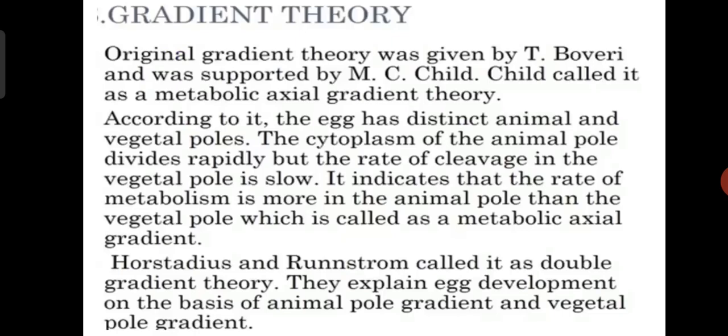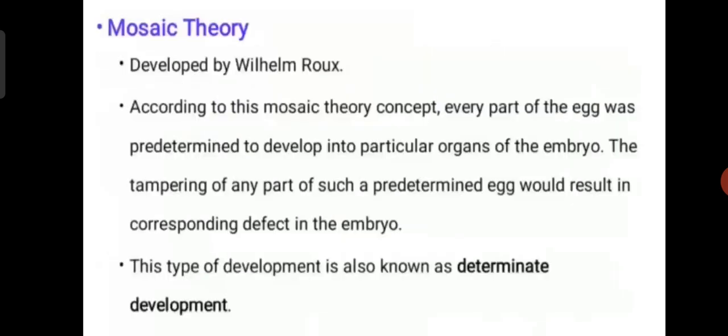This gradient theory was highly modified by many embryologists, Hörstadius and Runnström, and is called the double gradient theory. They explain egg development on the basis of an animal pole gradient and a vegetal pole gradient, because in the animal pole gradient the amino acid tryptophan is present, and in the vegetal pole gradient nucleotide is present. Therefore, the animal gradient is highest at the animal pole and fades towards the vegetal pole, whereas the vegetal gradient is highest at the vegetal pole and fades towards the animal pole. This is the presence of tryptophan and nucleotide. This is about the gradient theory.